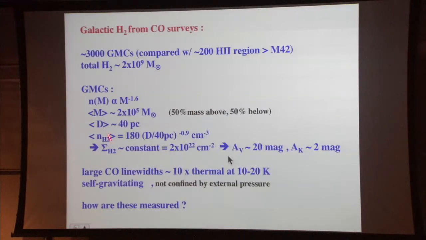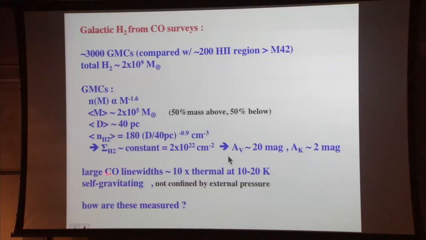Now, one of the remarkable things about these GMCs is that CO and all the molecular lines have very large line widths, roughly 10 times the thermal velocities at the gas temperature of 10 to 20 degrees Kelvin. The GMCs are self-gravitating. They are not confined by an external pressure. There is no medium which would exert a sufficiently large pressure to keep them constrained.